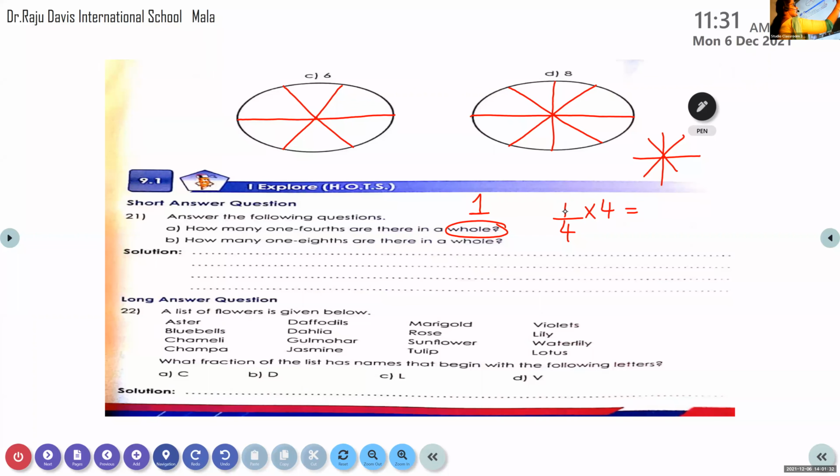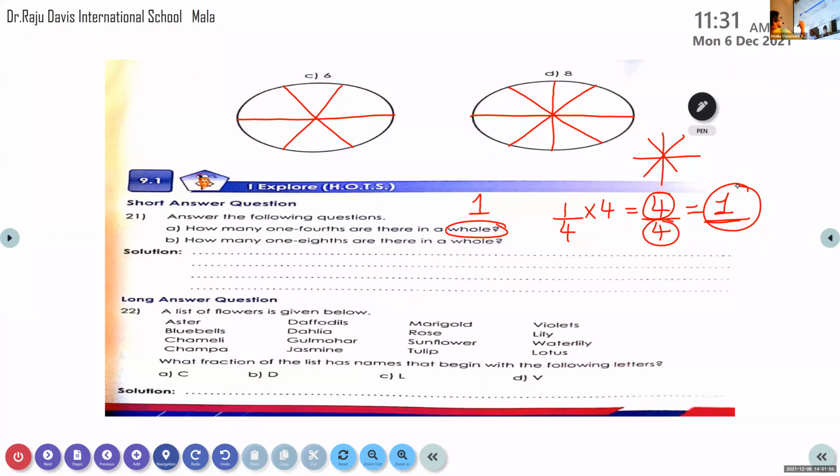1 into 4 is 4 and the denominator is 4. You just divide. When the same numbers are divided, you will get 1. 4 ones are 4, so the numerator will be 4, and the denominator will also be 4. So when the same numbers are divided, you will get a whole.